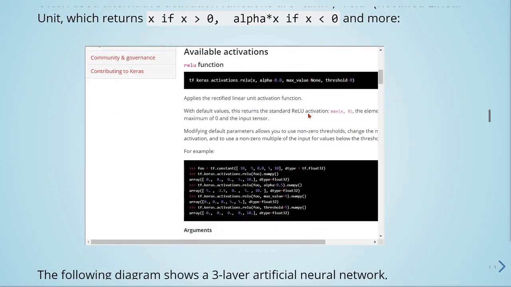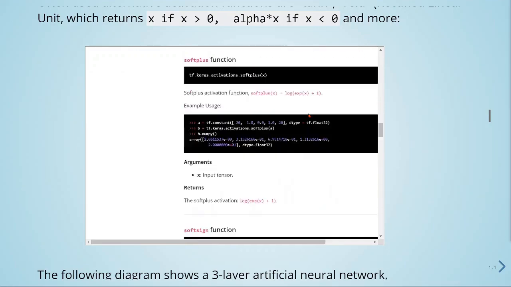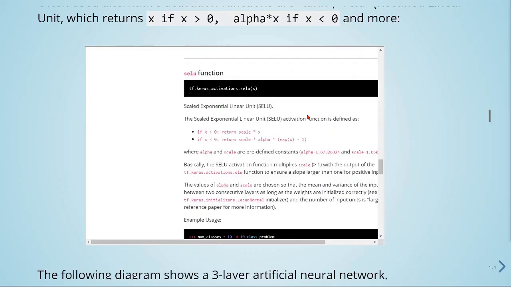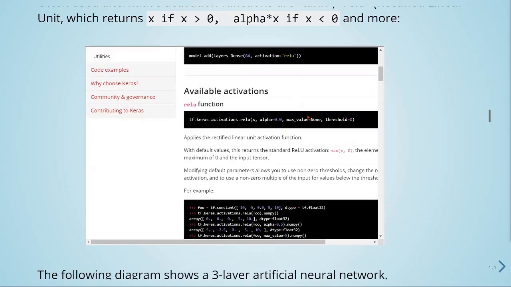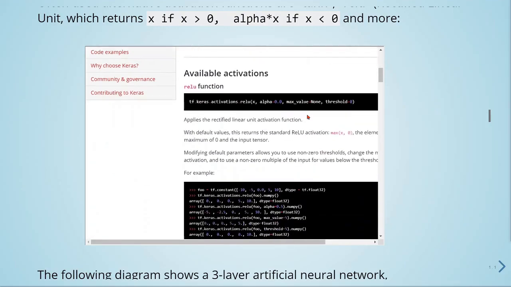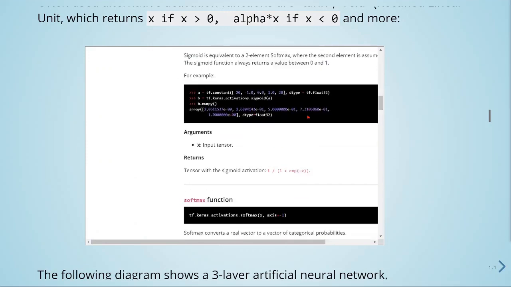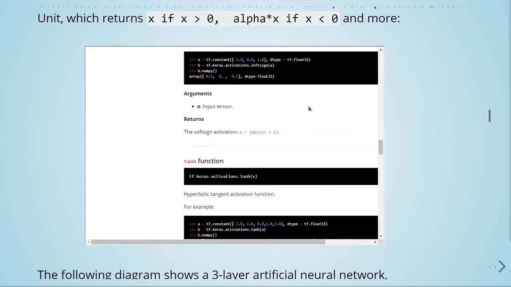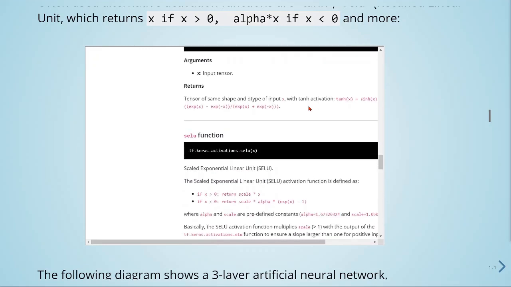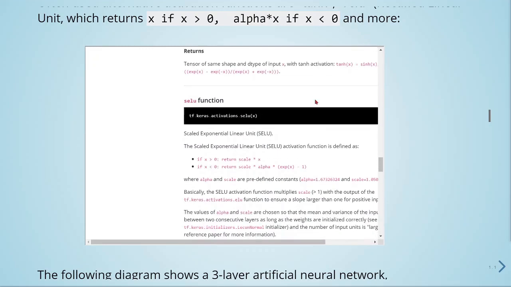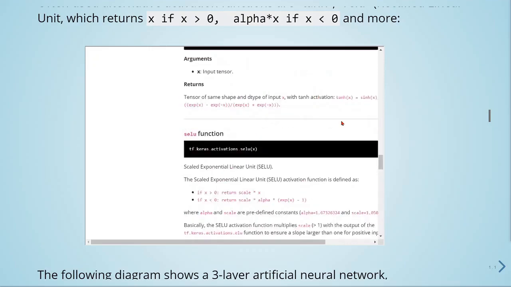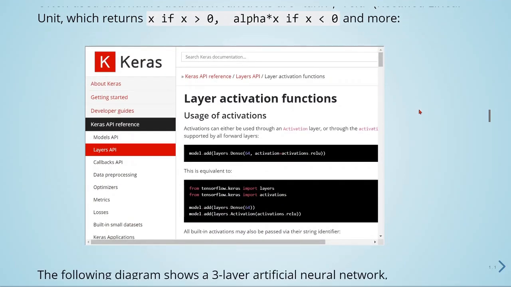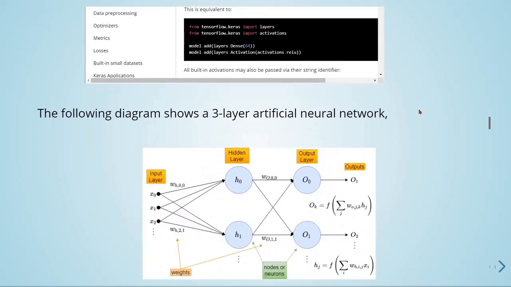So we can see here in Keras we have many different types of activation functions. So we have ReLU, we have sigmoid, softmax, softsign, hyperbolic tangent, the scaled exponential linear unit. So depending on the application, we can choose different activation functions.